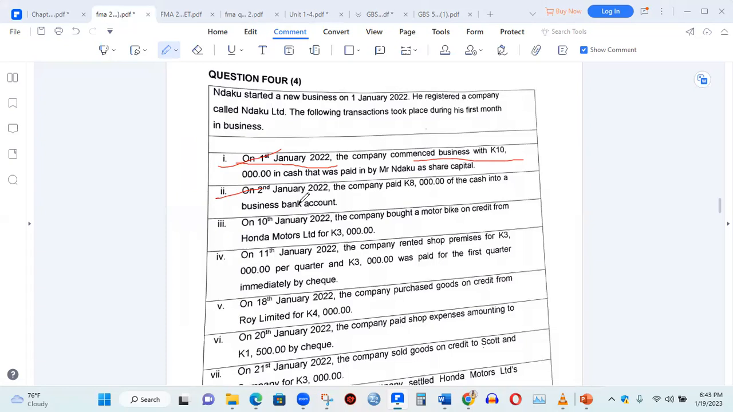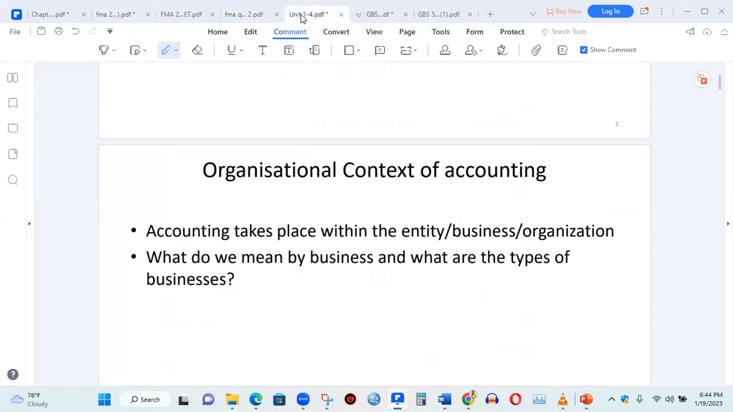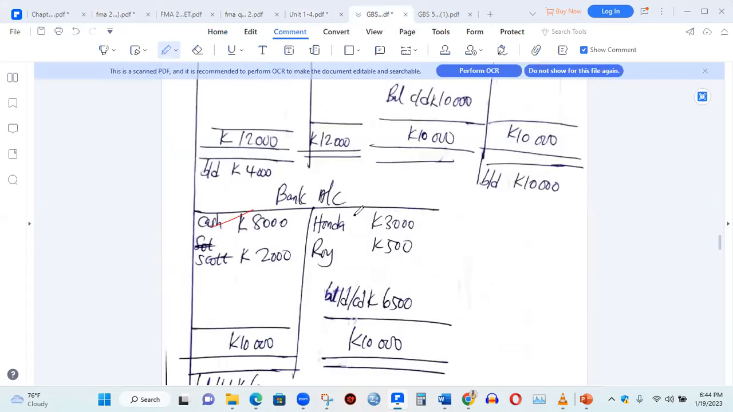Okay, so on January 20, the company paid 8,000 kwacha of the cash into the business bank account. So this is just about what is going on. So we have which one is receiving and which one is giving out. This is on the basis of the double entry system. So we have this one on the bank account. So this is on the double entry system.